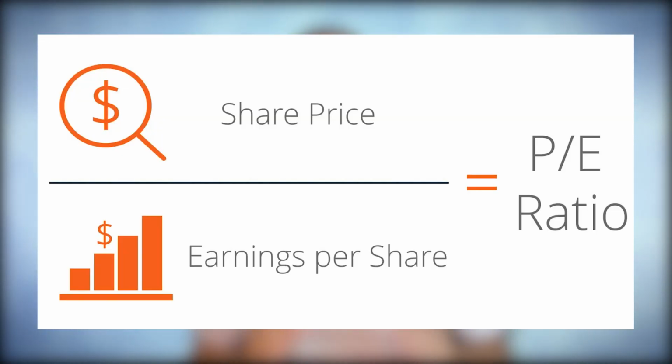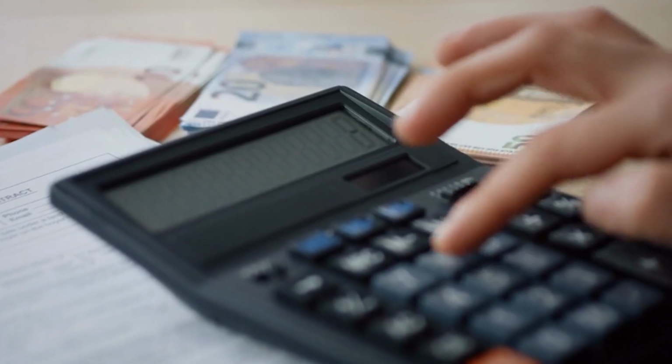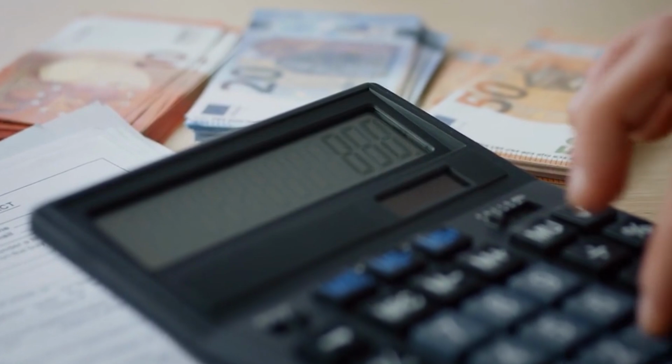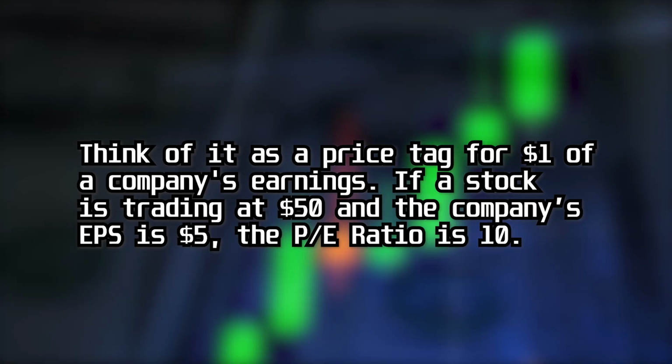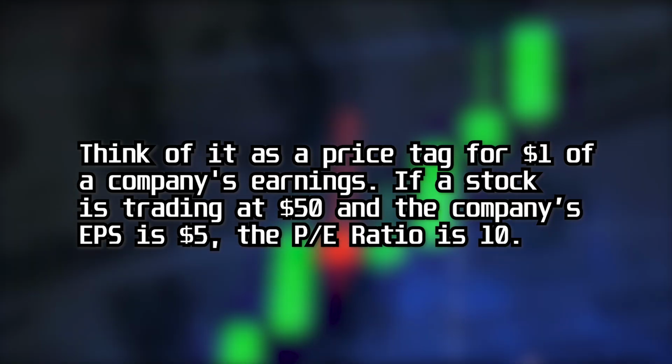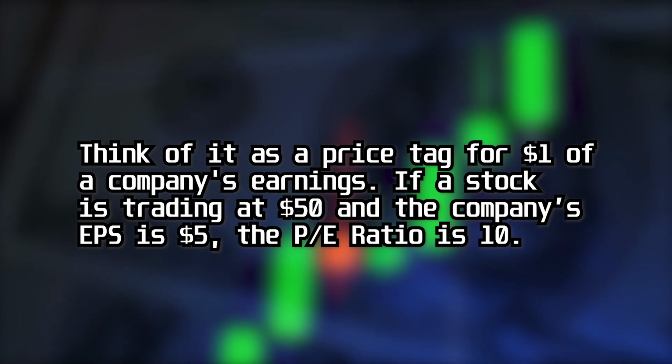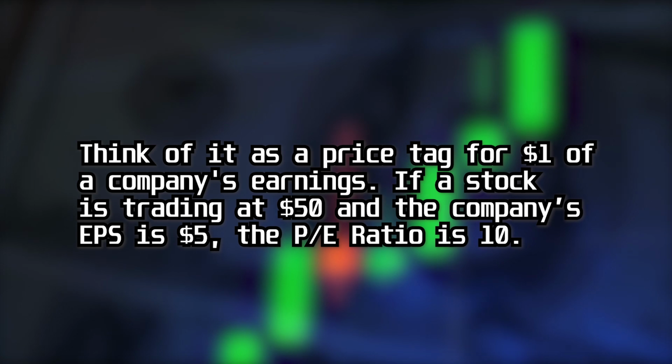Let's unravel the mystery behind the PE ratio, a key metric in the investor's toolkit. The price to earnings ratio, commonly known as the PE, is like a financial magnifying glass. It's calculated by dividing a company's current stock price by its earnings per share, commonly called the EPS. Think of it as a price tag for $1 of a company's earnings. If a stock is trading at $50 and the company's EPS is $5, the PE ratio is 10. This means investors are willing to pay $10 for every $1 of earnings.